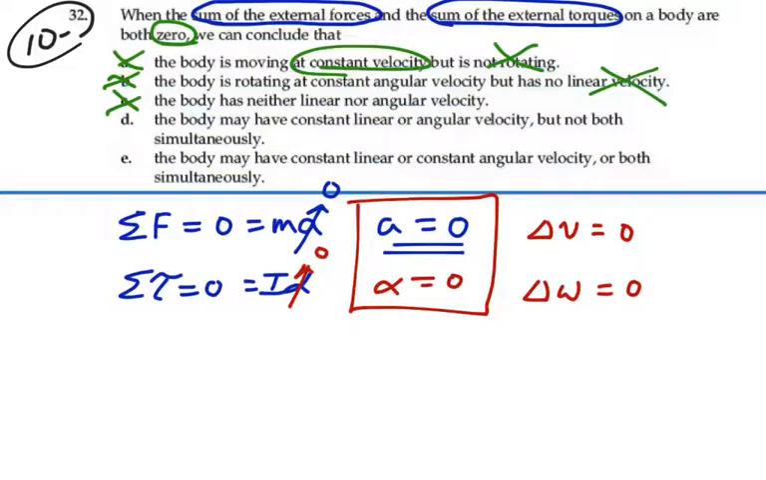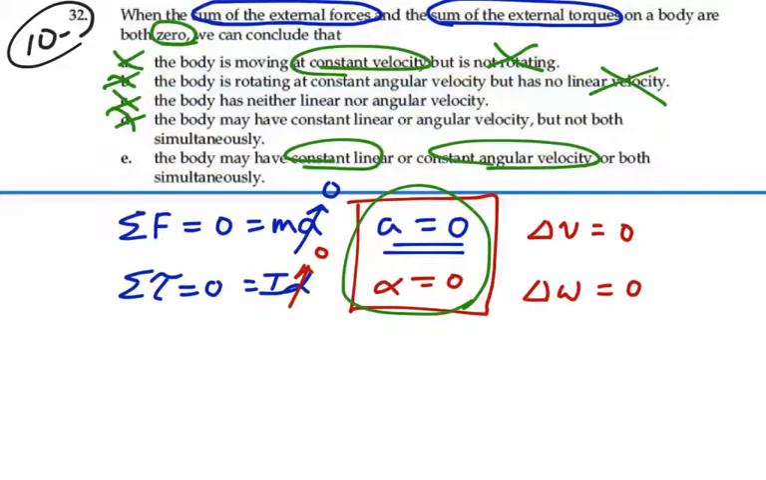The body may have constant linear or angular velocity, but not both simultaneously. Well, that's not true. So we're left with: the body may have constant linear or constant angular velocity, or both simultaneously. That is true, because we have a linear acceleration of zero and an angular acceleration of zero. So we may have a constant linear velocity and a constant angular velocity, or both. So that is true. That is our answer, E.